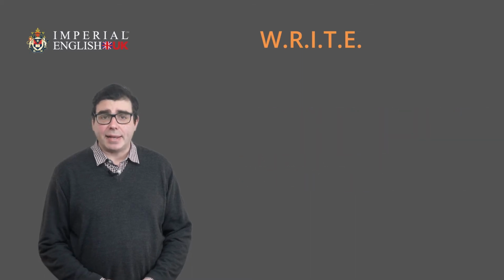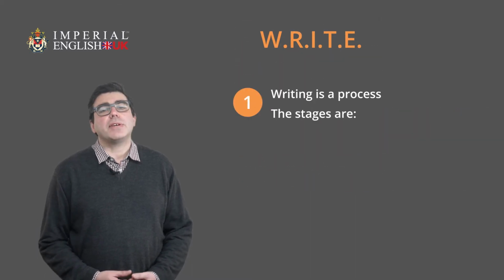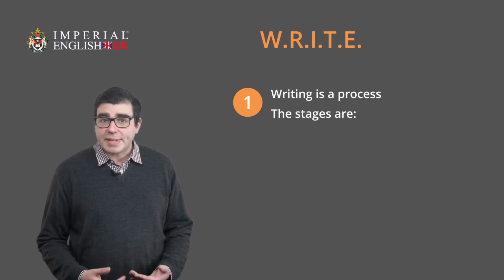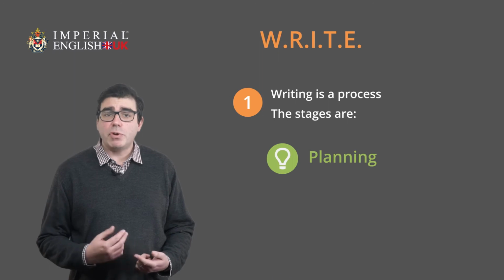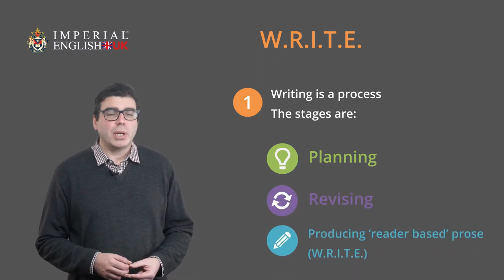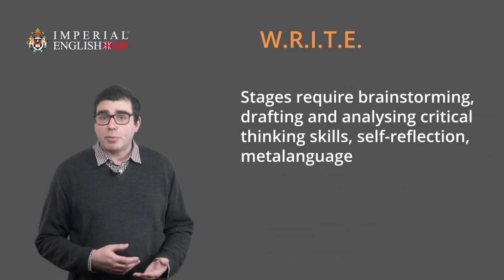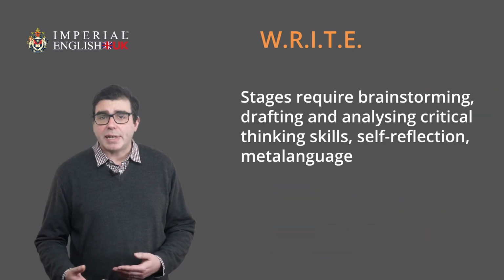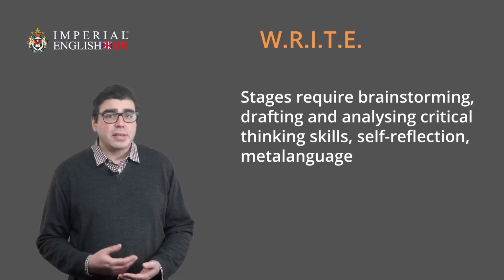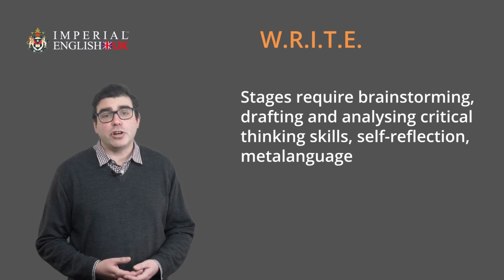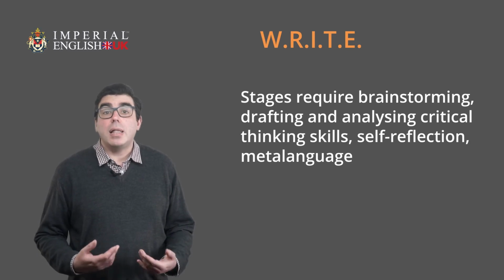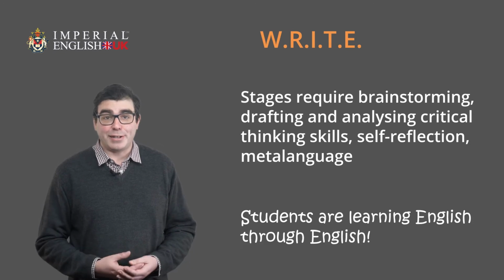GES and AES. The first is that writing is a process. Hedge describes this process in 3 stages, which are planning, revising, and producing reader-based prose. These stages require brainstorming to generate ideas, drafting and analyzing. In other words, they require critical thinking skills, self-reflection, and knowledge of meta-language. And if this is done in English, the students are learning through using English.